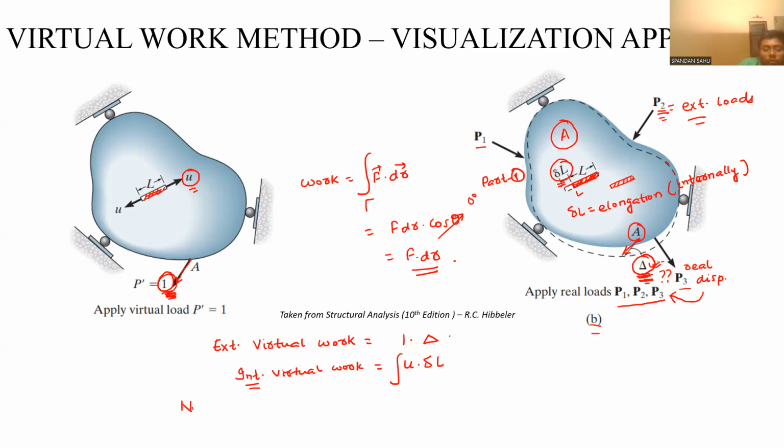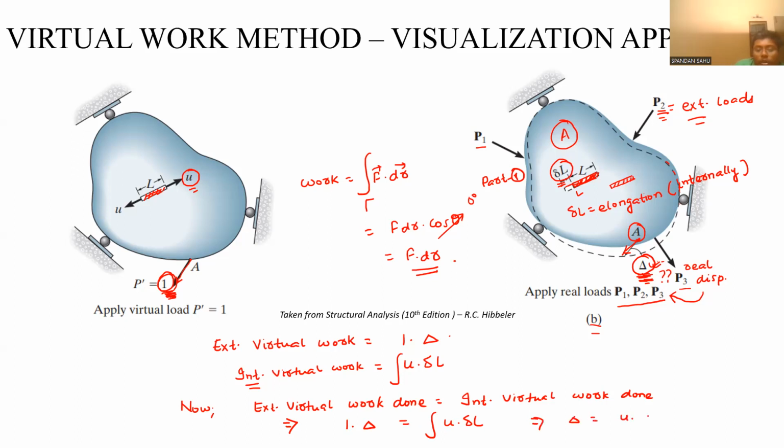So now we know the external virtual work done will be equal to the internal virtual work done. From here, what can we write? 1 into delta equals the integration of u dot delta L. So from here, we get delta equals the integration of u dot delta L.